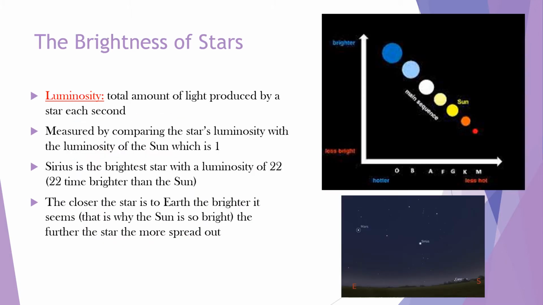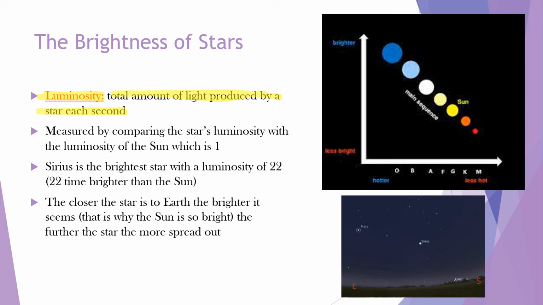Okay, so the brightness of stars, this is described as luminosity. Luminosity is the total amount of light produced by a star each second. Okay, so brightness of a star, luminosity, the amount of light produced each second. Luminosity, or the brightness of stars, is measured by comparing the star's luminosity with the luminosity of the sun, which is 1. So there's this scale, or grading scale, where in terms of luminosity, the sun has been assigned a 1.